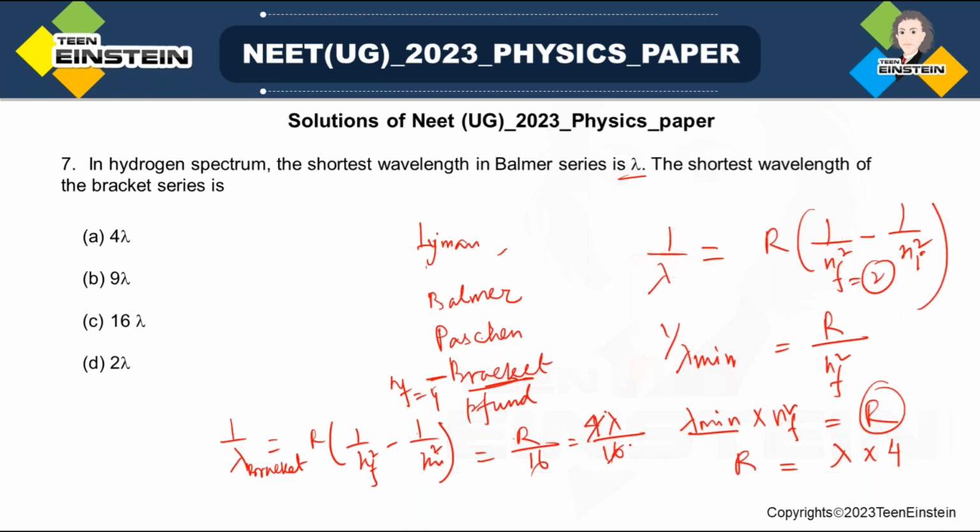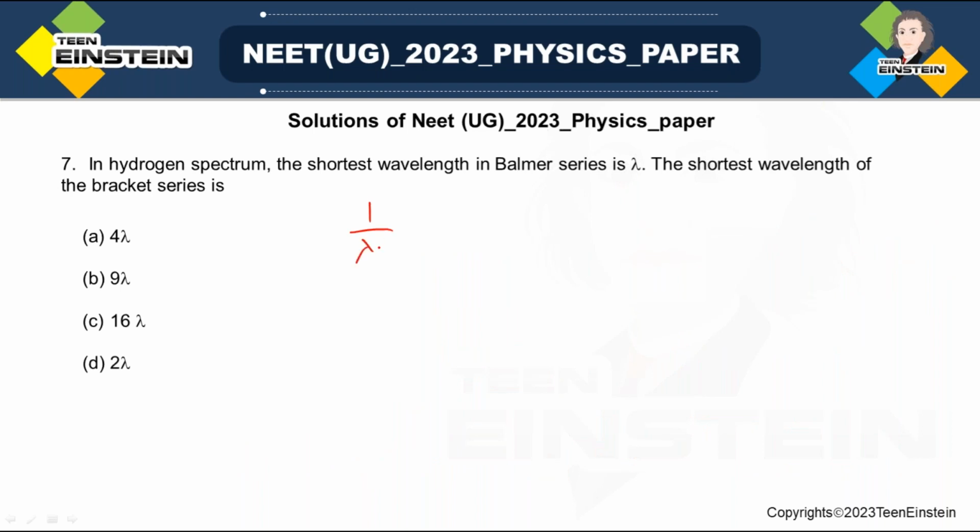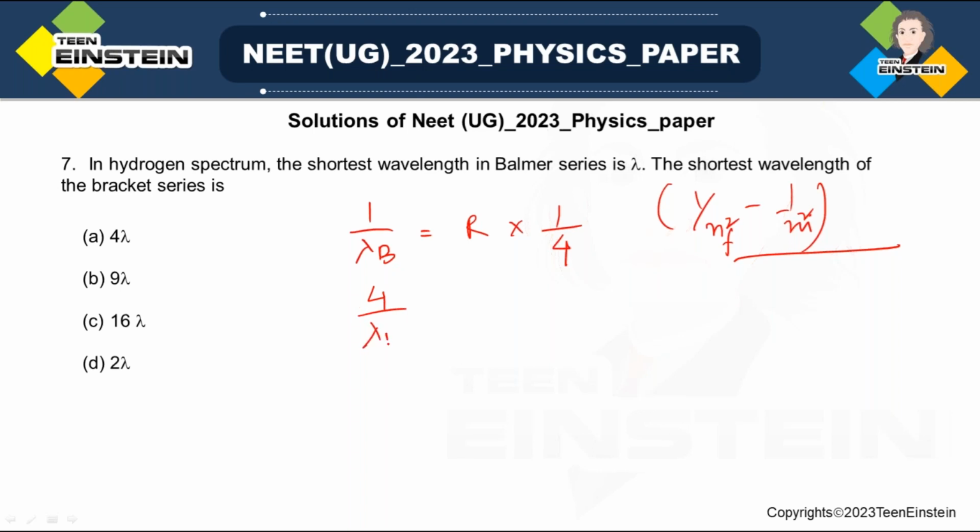So this is lambda by 4 then. Oh no, I think there is some mistake. I'll just quickly do it here again. So this is Balmer r. This will be 1 over 4, as I said, because I had to do nf square minus ns square. So from here, what we get is 4 by lambda will get as this.